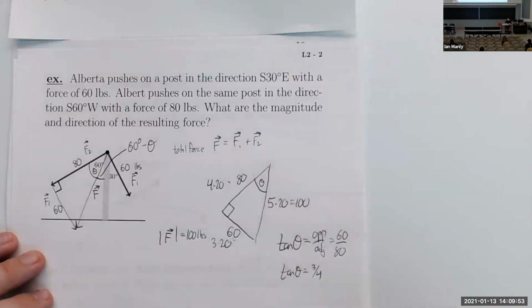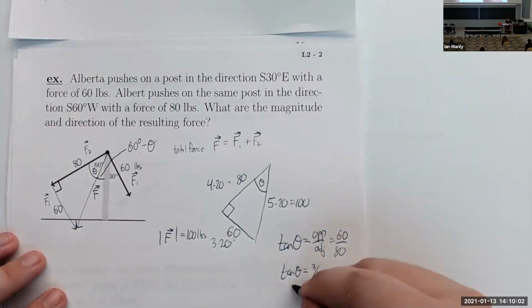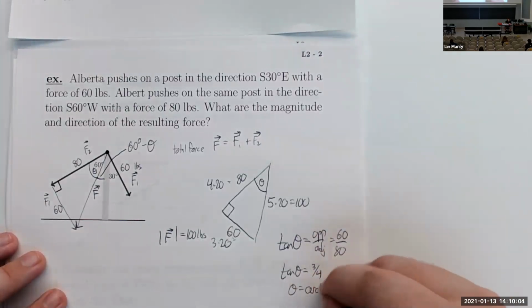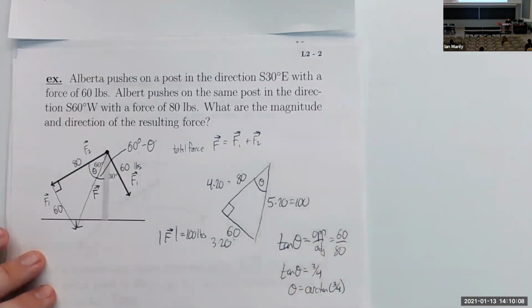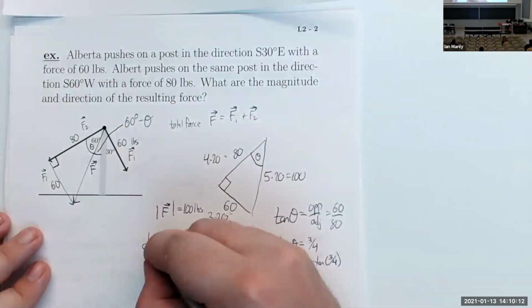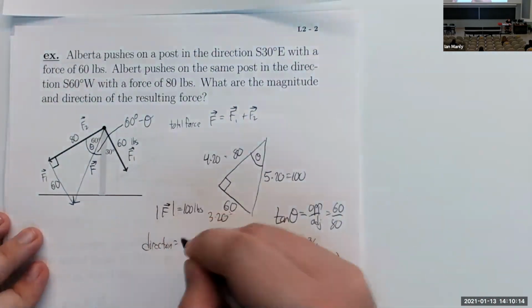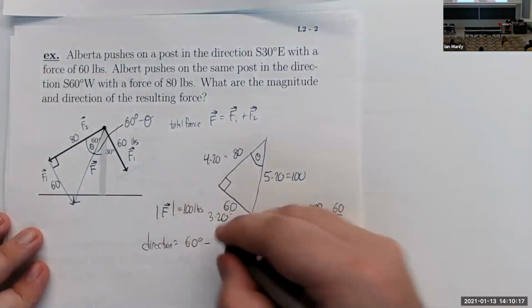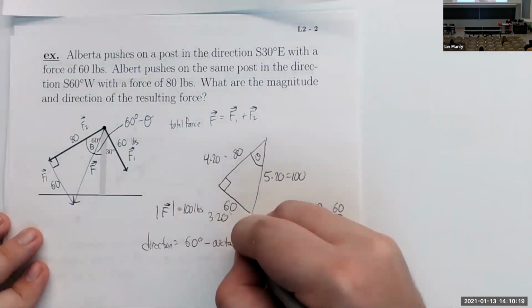But what I was trying to say earlier is that 3/4 is not a common value for tangent to obtain. There's not like a pi over something you could plug into tangent to get that. So we're just going to have to settle with theta is arctan of 3/4. Okay, so that's what theta is. And then in order to get our direction, all we do is 60 degrees minus arctan of 3/4.